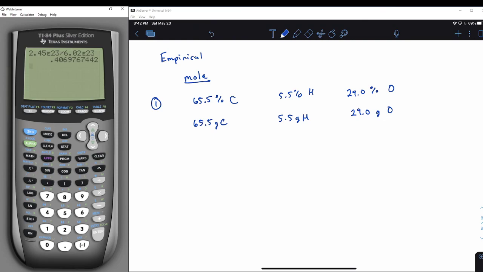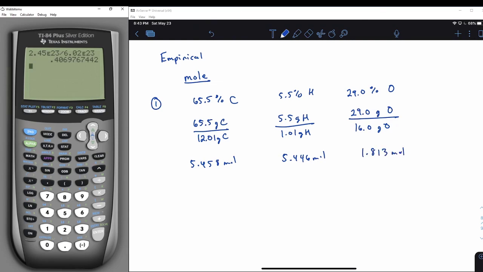And now that you have the grams, the thing is 1 gram of carbon doesn't contain the same number of atoms as 1 gram of hydrogen or 1 gram of oxygen. So what we do is we have to make it the equitable unit. And the equitable unit is moles. And so we divide each of these by their molar mass. Okay. And what we get is 5.458 moles, 5.446 moles, and then 1.813 moles.